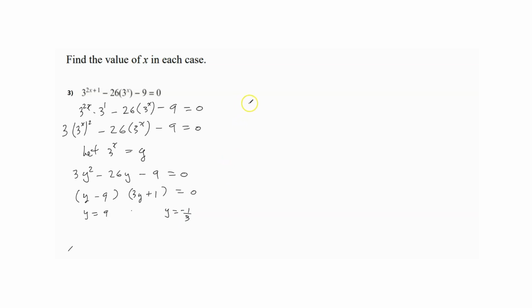So we can find the value of x then when y equals 9. When y equals 9 or 3 squared, therefore we have 3 to the x equals 3 squared. So x equals 2. And when y is minus 1/3, there are no values of x. Thank you very much.